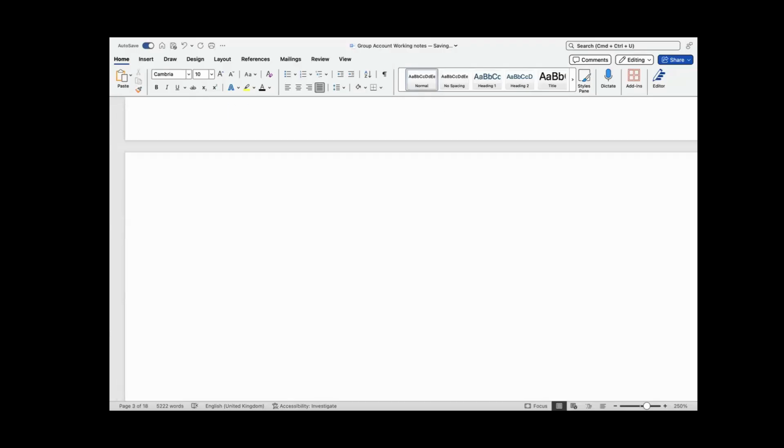Another one is exclusion of a subsidiary from consolidated financial statements. Can you exclude a subsidiary from consolidated financial statements?